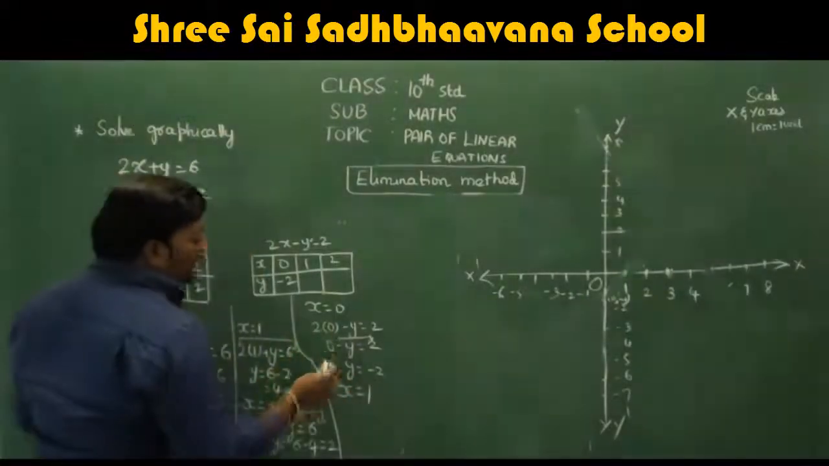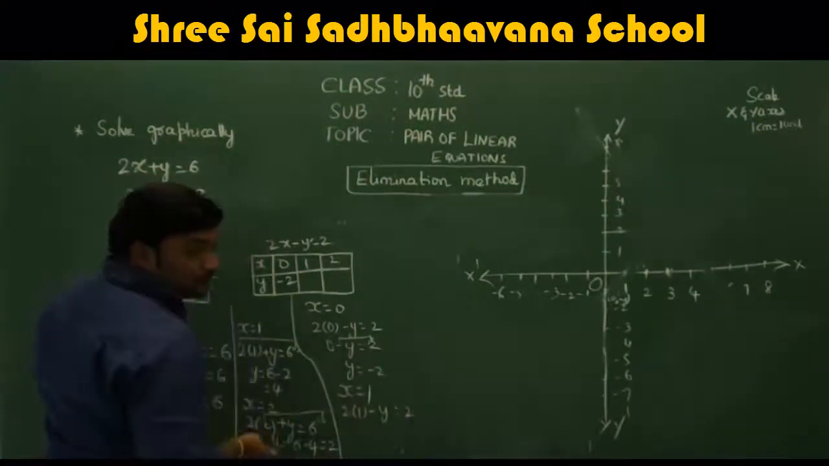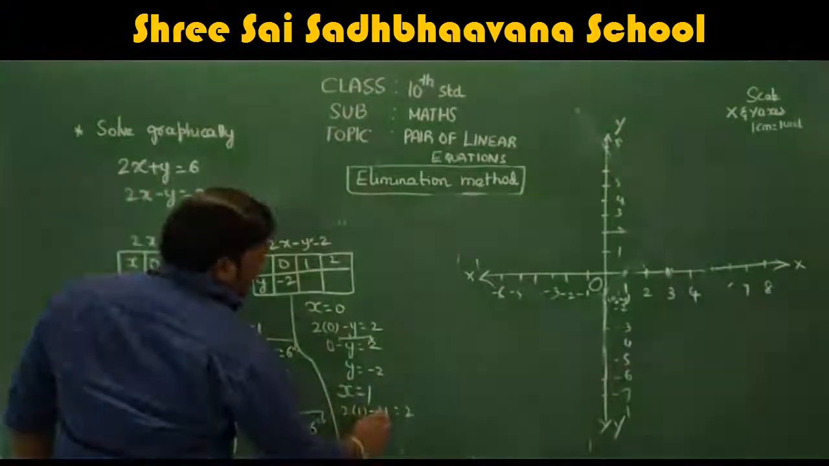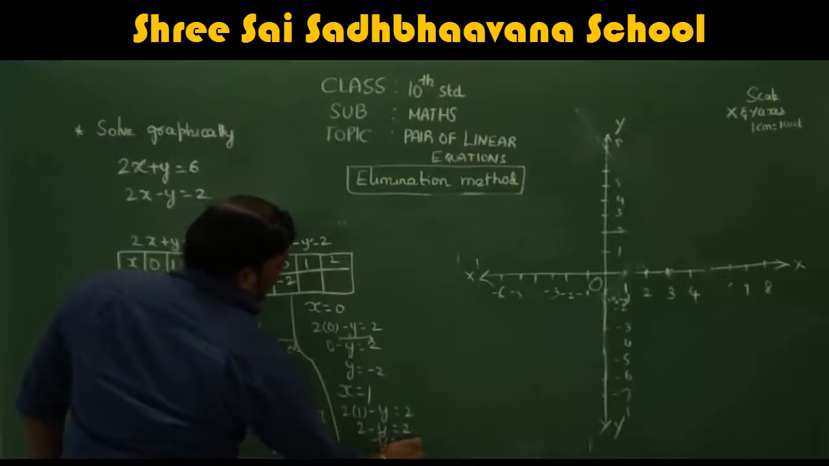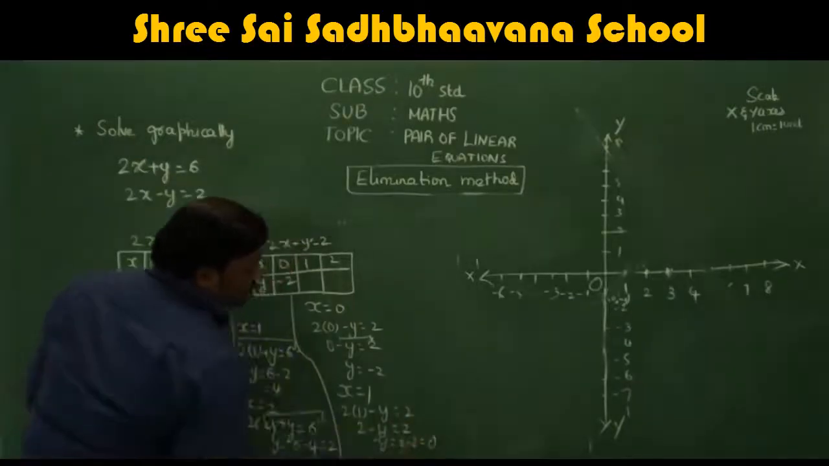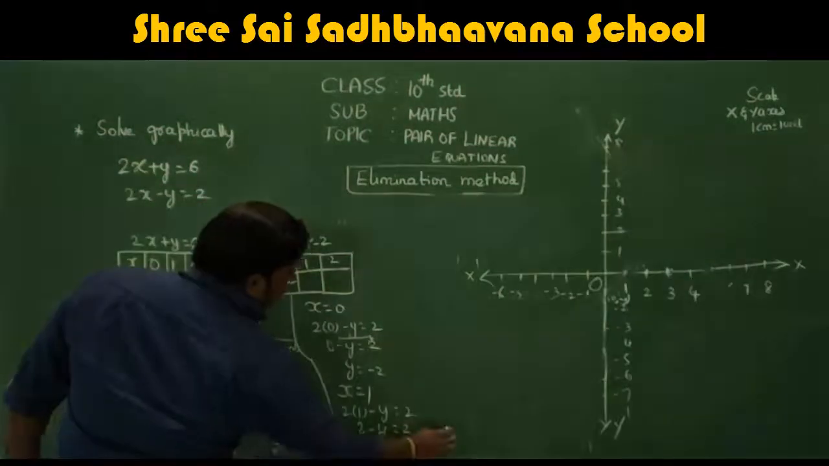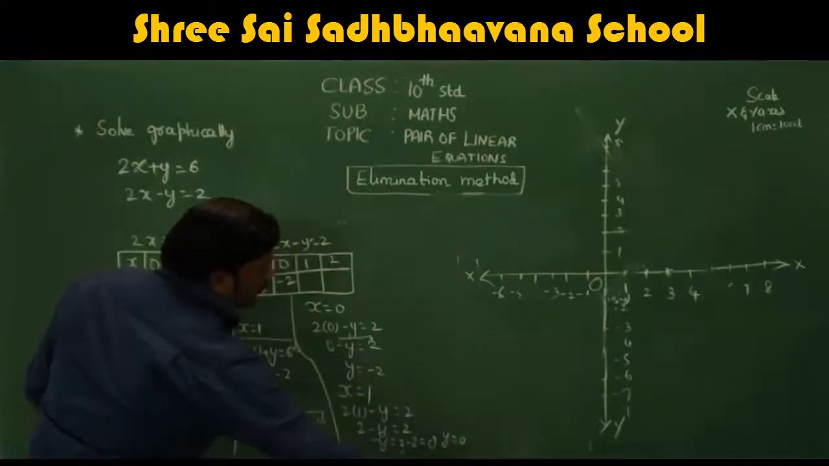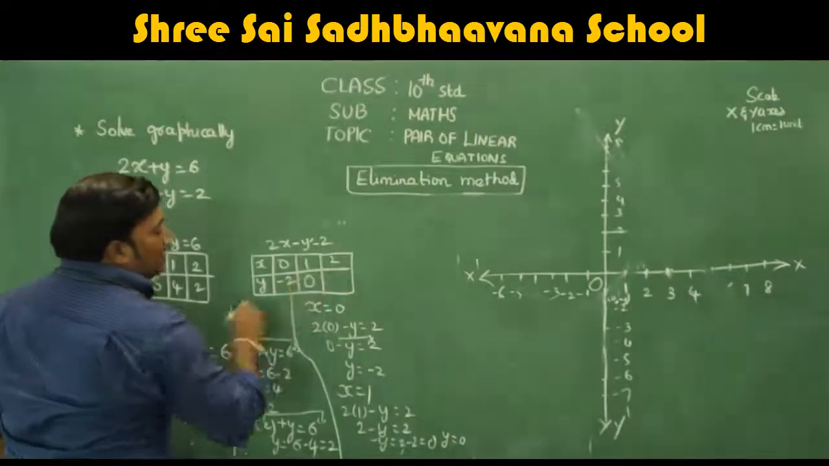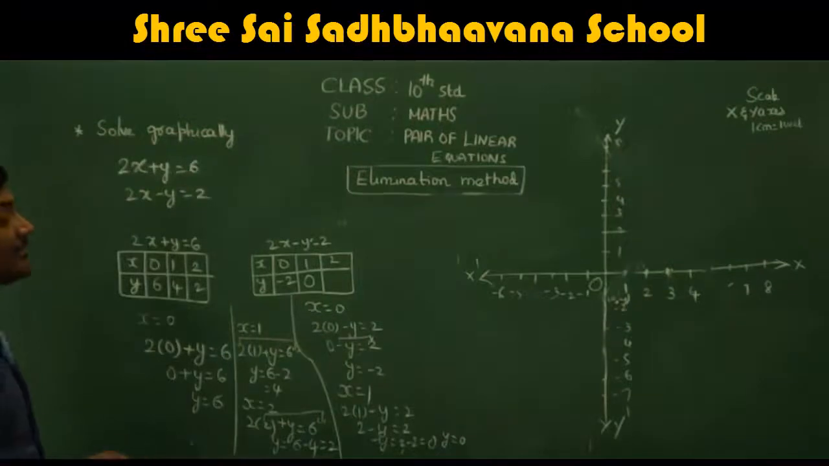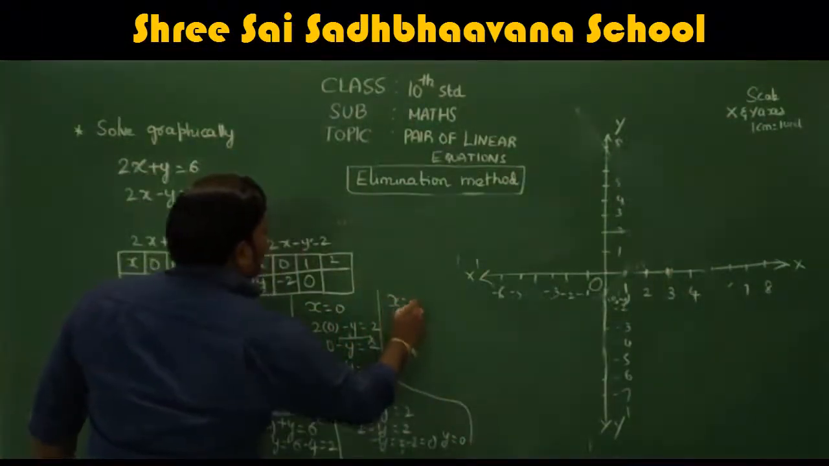Next, you take x is equal to 1. So 2 into 1 minus y is equal to 2. 2 into 1 is 2 only. 2 minus y is equal to 2, so minus y is equal to 2 minus 2, which is 0. As I told you, minus y is equal to 0 is the same as y is equal to 0, because 0 is neither negative nor positive. So the point is 1 comma 0. Now the last one, x is equal to 2.